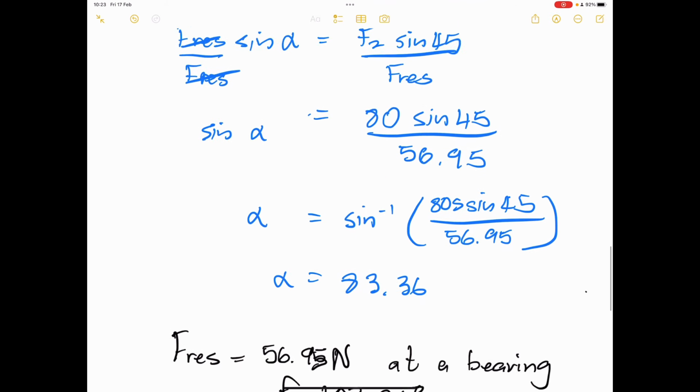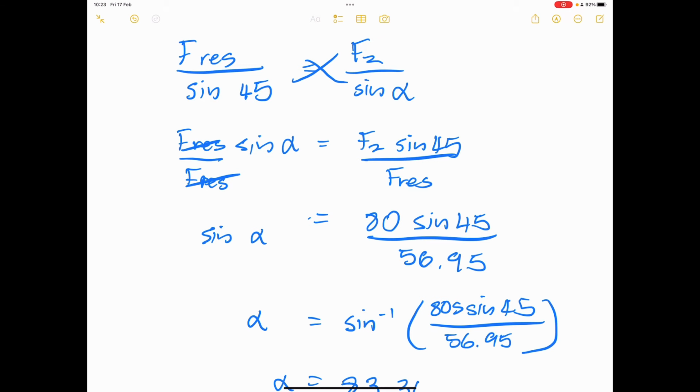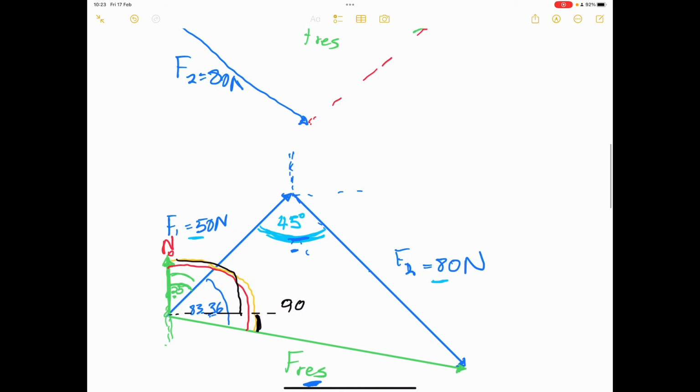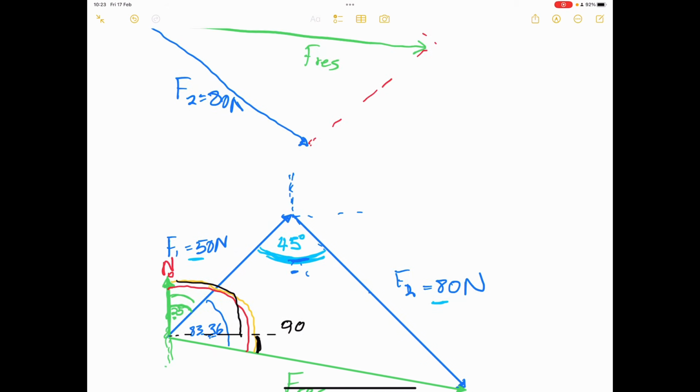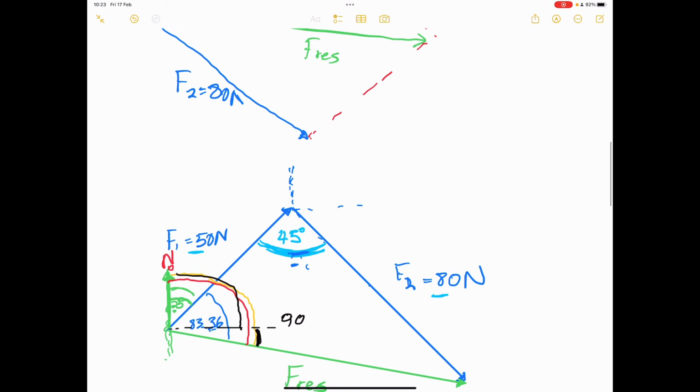I hope that you understood that, ladies and gents. I'm still going to be doing some more of these, just to help you understand two-dimensional vectors.